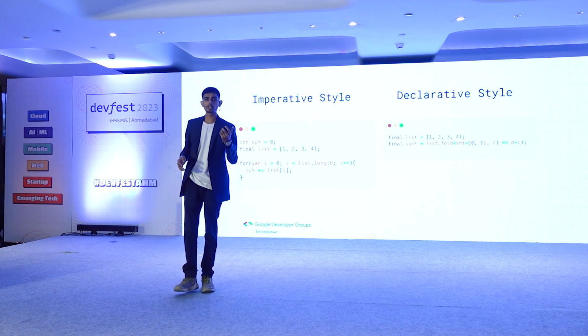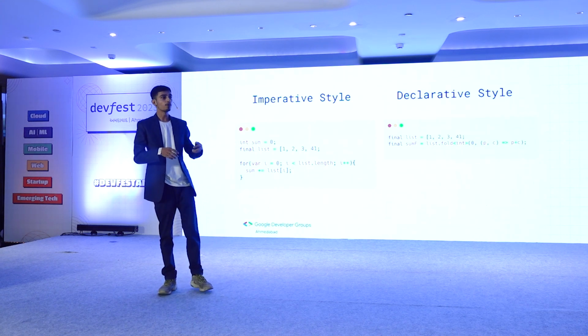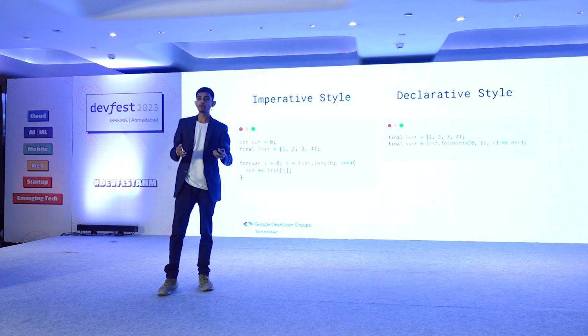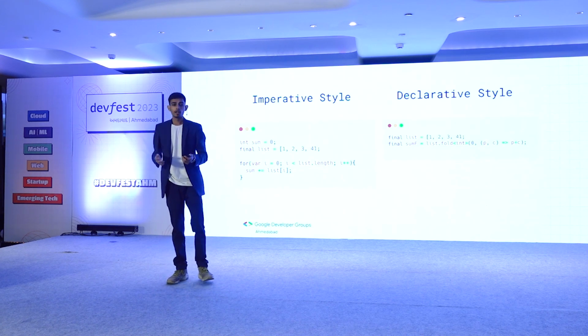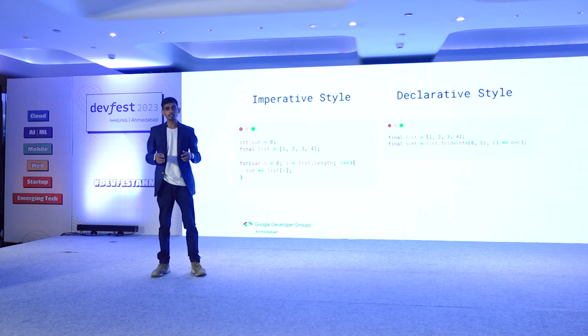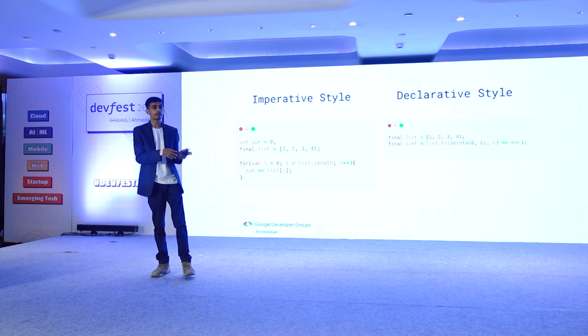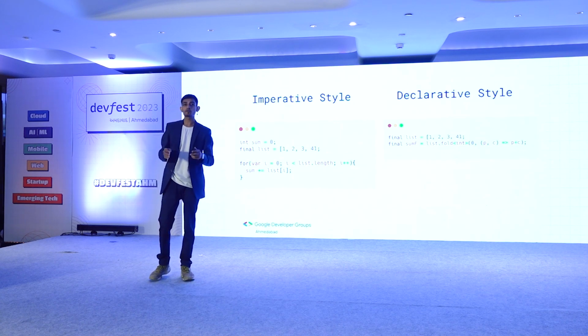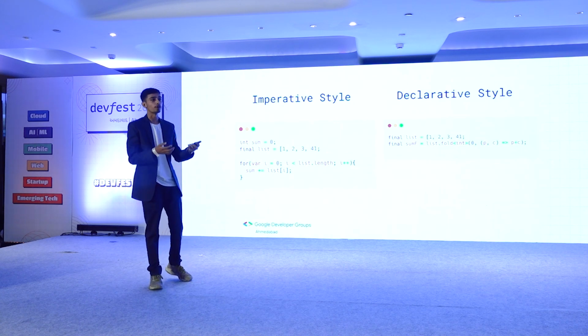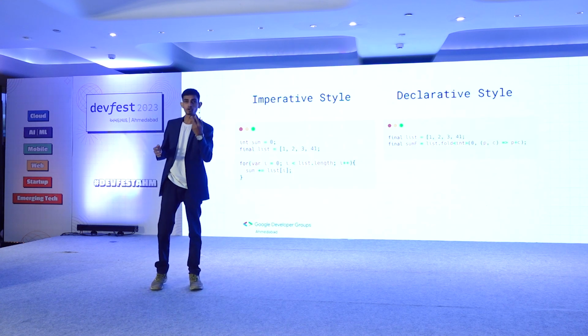So by using that function, you are not mentioning how you are going to sum up. All you need to know is you want to sum up. Now, the reason I showed you the difference between imperative and declarative programming is because Flutter uses declarative programming by default. Flutter and Compose, both of them.